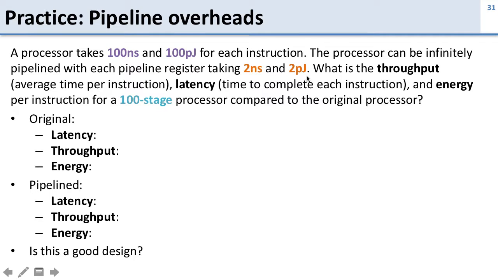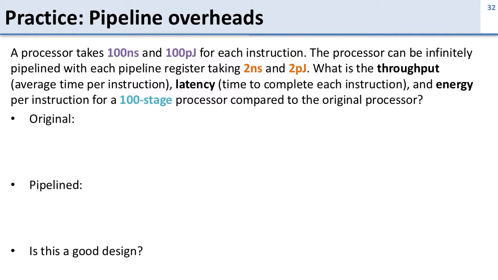So go through and figure out what would the throughput, that is how long it takes on average for each instruction, the latency, that's the total time for each instruction, and the energy per instruction be if we pipeline this to 100 stages and compare it to the original processor, and then conclude, is this a good design or not? Well, let's take a look.